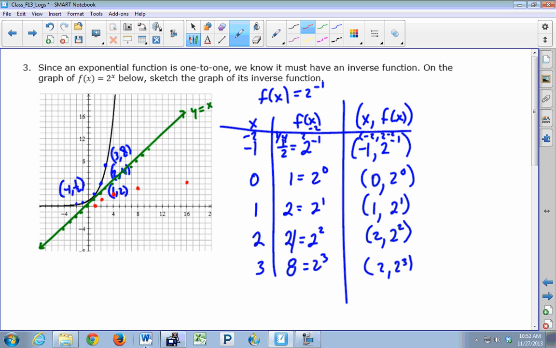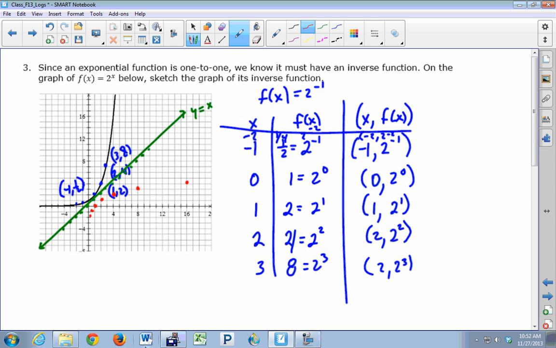Okay, now let's go the other way. (-1, 1/2) now becomes (1/2, -1). (-2, 1/4) now becomes (1/4, -2). I think I can get in there without looking like it's on the y-axis.